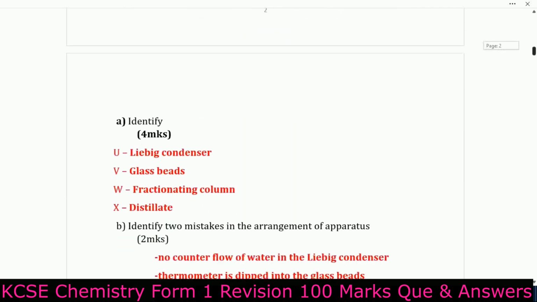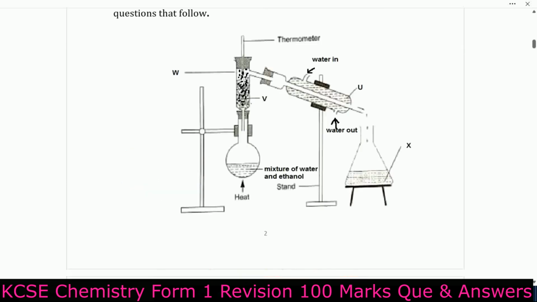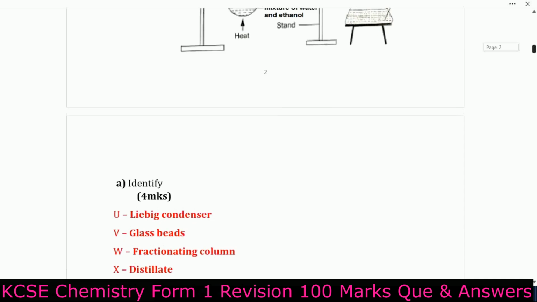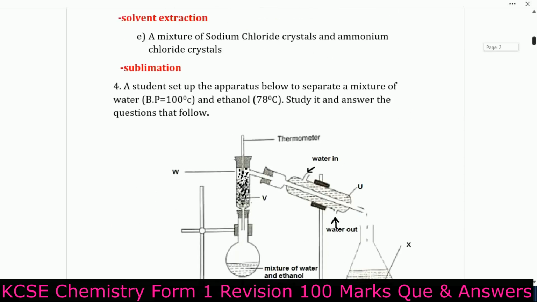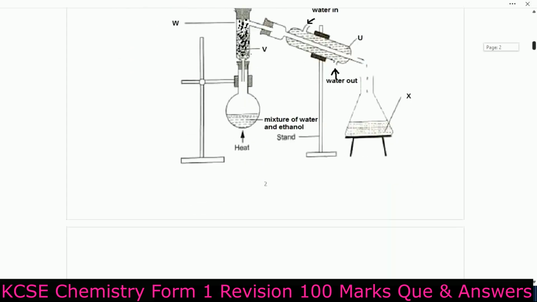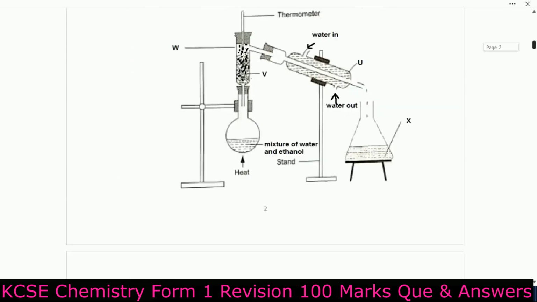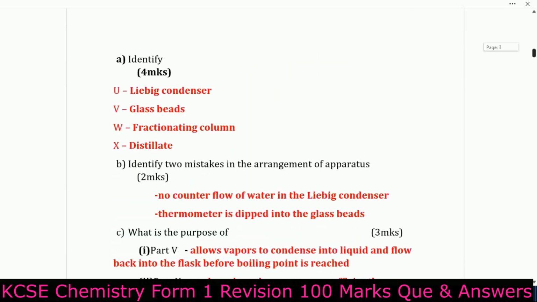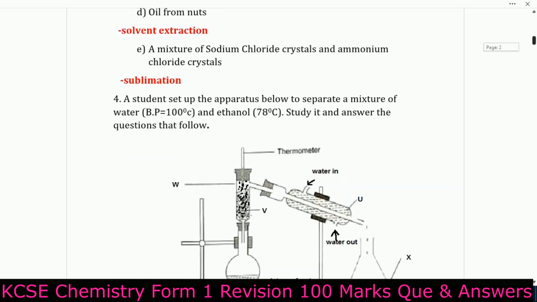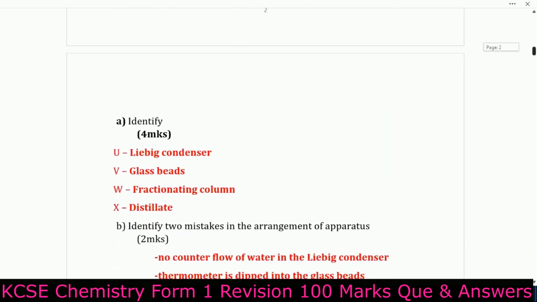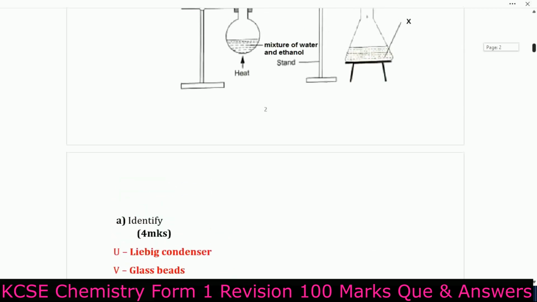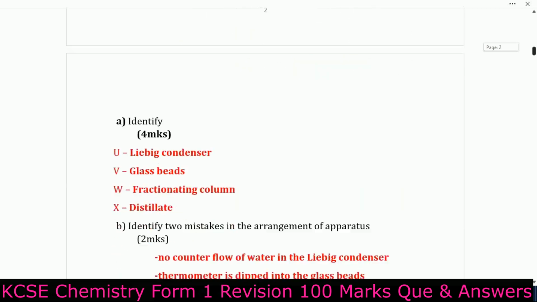You're told to identify U. U is the Liebig condenser. V, where is V? That one is glass beads. W, where is W? It is there. That one is the fractional column. X is distillate.